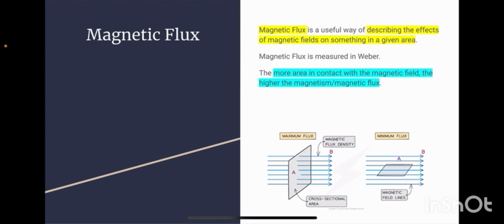Magnetic flux. A magnetic flux is a useful way of describing the effects of magnetic fields on something in a given area. The more area in contact with the magnetic field, the higher the magnetic flux. You can see the Weber below that is used to measure magnetic flux. So I am filming a video over the example of ferromagnets.